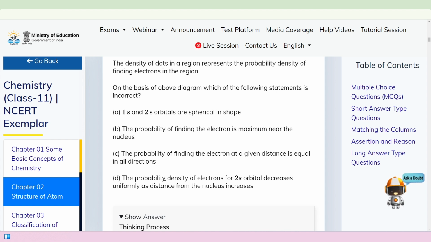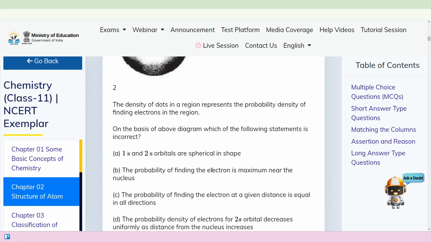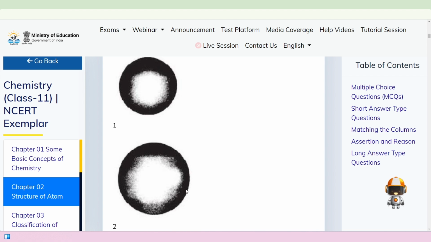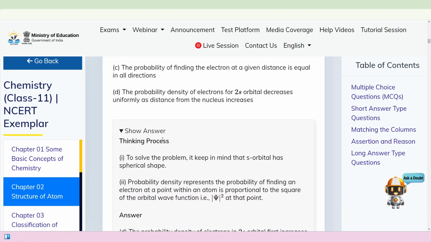Fourth one, the probability density of an electron of 2s orbital decreases uniformly as distance from the nucleus increases. So this is not true. It happens in this way. First of all, it increases as we move away from the nucleus for a short distance. Then again it decreases. Whether it will decrease early or later depends upon the principal quantum number. But there is no such relation that it will only decrease. It will first increase and then it will decrease. So D is the incorrect option.